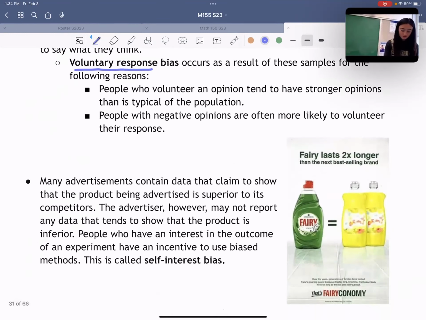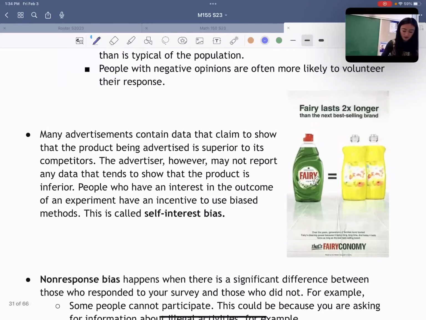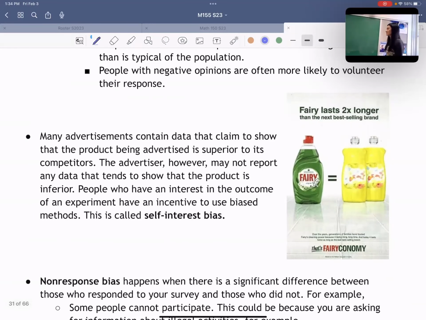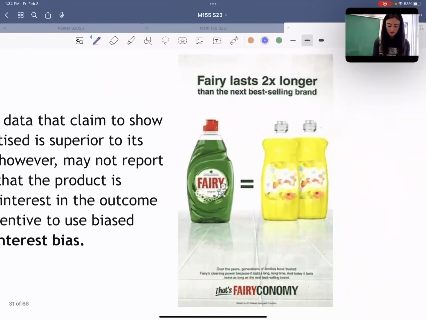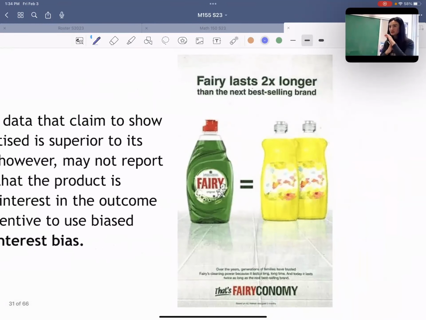Okay, let's go on to something we haven't talked about, self-interest bias. Self-interest bias is literally in the name. It's bias where someone is trying to make themselves look good, so they do something weird to make themselves look good. This happens a lot in commercials. Toilet paper ads do this a lot. Paper towels do this, and any sort of cleaning fluid usually does this.